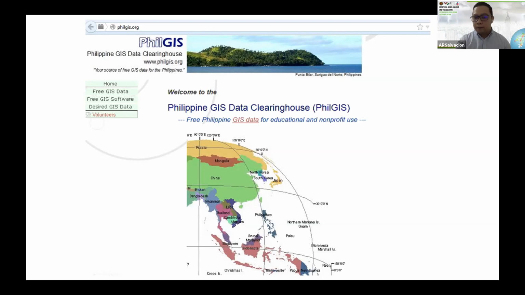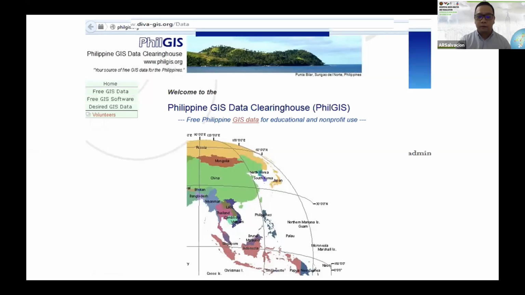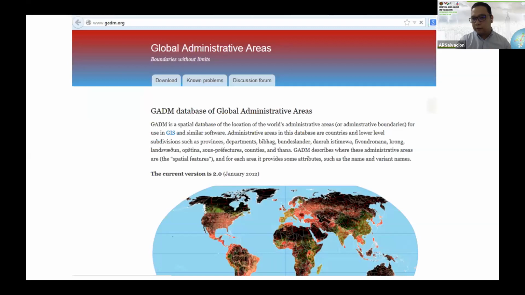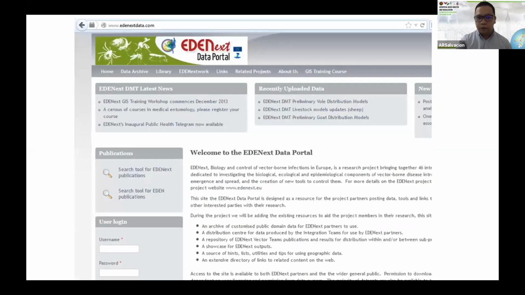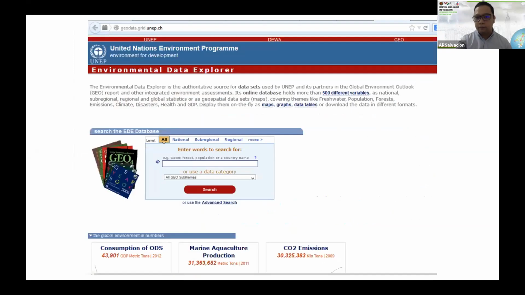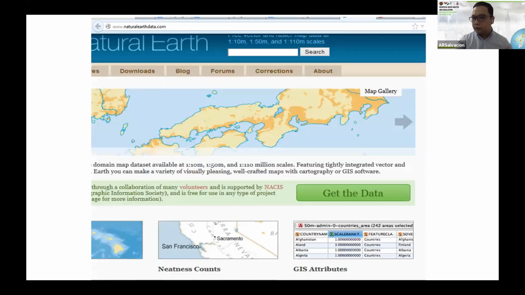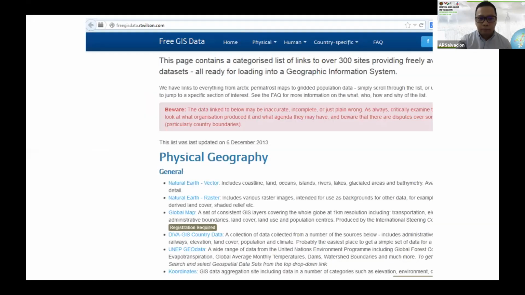Anyway, this is the data clearinghouse for the Philippines, where you could get mostly environmental data and administrative data for the entire country. Okay? So there are a lot of data sets available online. Before, you had to manually edit them or digitize them just to have them on your machine. Just walk through this one.